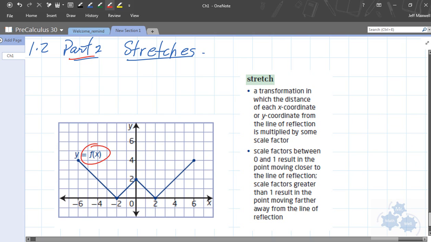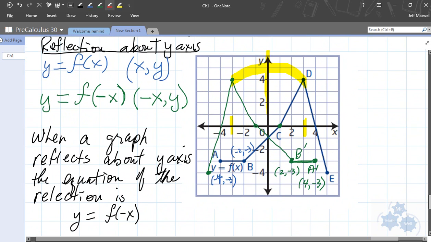Okay. Now, if we go back, look at this here. Remember this from last lesson? The graph that's in blue is the what? It's the mother function. Look at that mother function right there.